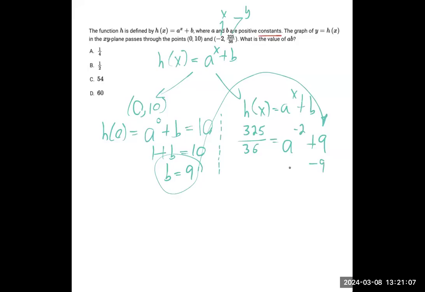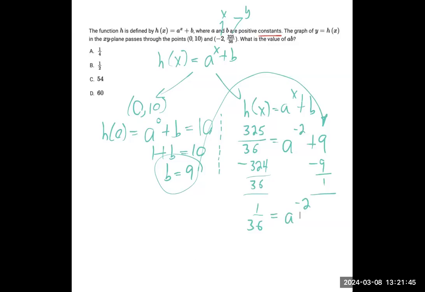We're going to take away 9 from both sides. And what is 9 with a denominator of 36? Well, let's call that 9 over 1 with a denominator of 36. So 9 times 36 is 324. So negative 9 over 1 is negative 324 over 36. And that makes sense now why they gave us that crazy number, because 325 minus 324 is 1. So 1 over 36 there equals a to the -2.